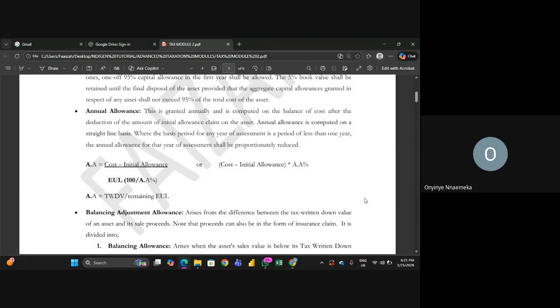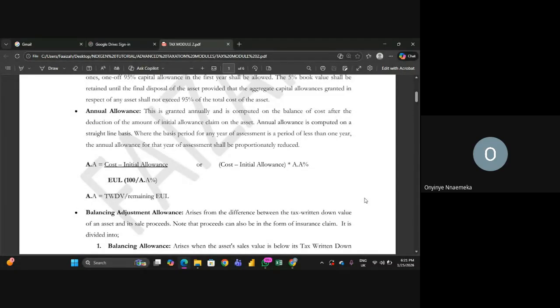So for annual allowance, we prorate the annual allowance that you are going to use. It has to tally with the basis period. So if your basis period is not up to 1 year, you are going to prorate your annual allowance to the number of months in your basis period. I hope we get that.